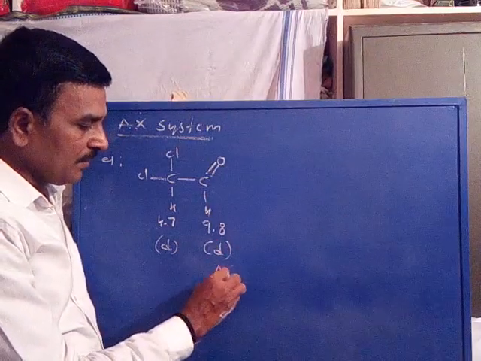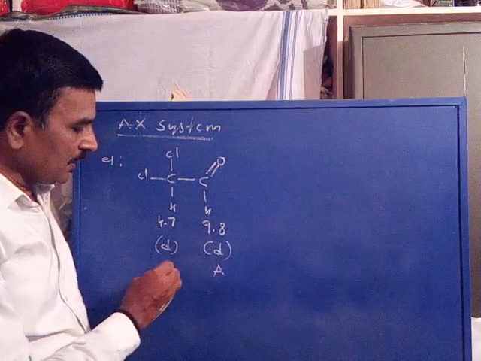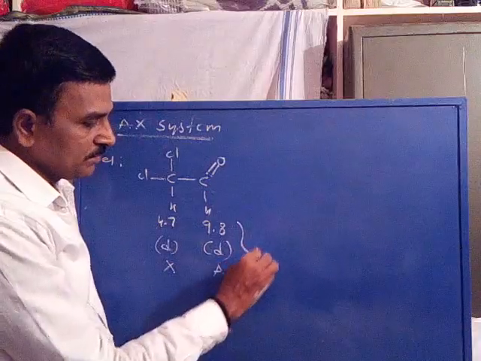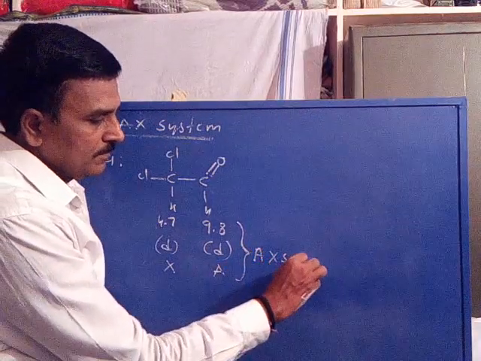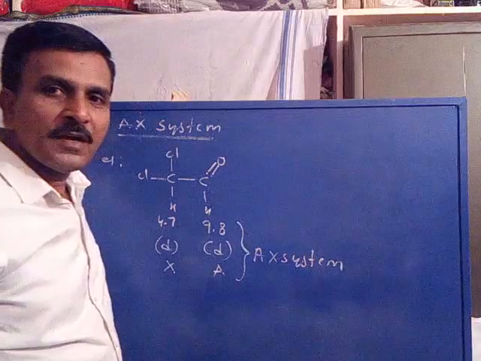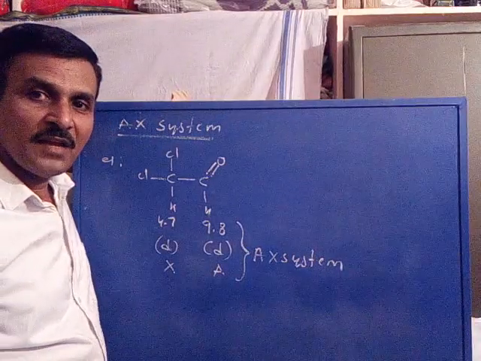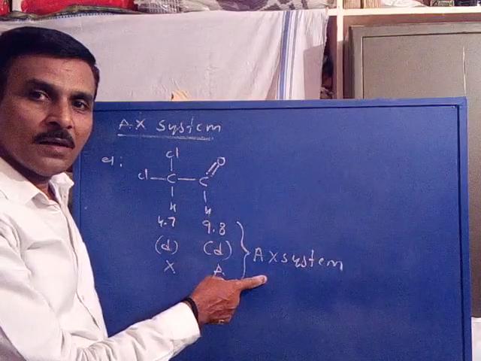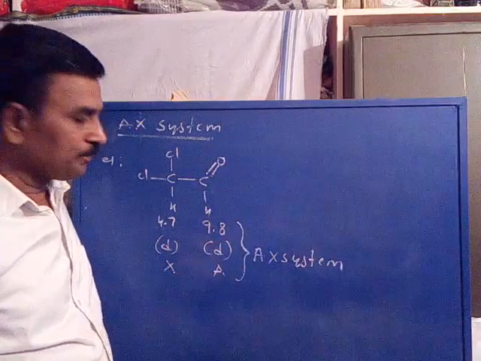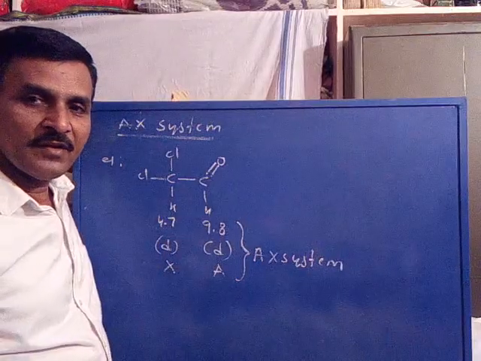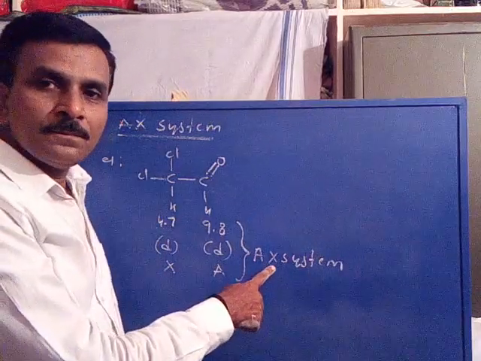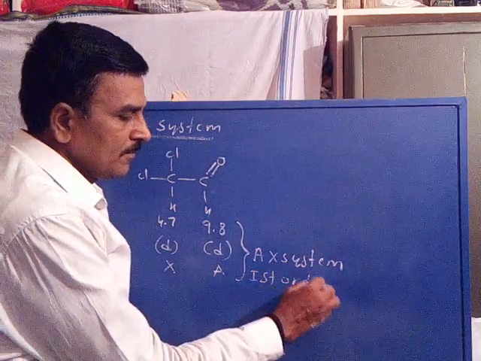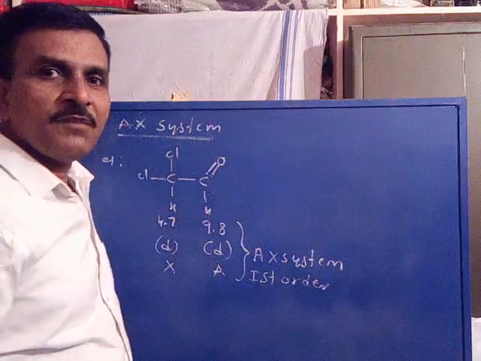So the higher delta value gets A, the lower delta value gets X. This system becomes AX system. The whole system becomes AX. Why is it AX? Because A group has one proton, X group has one proton. Therefore it is AX system, separated by large frequency difference. When there is an X letter, the spectrum comes under first order. So it is AX system of first order.